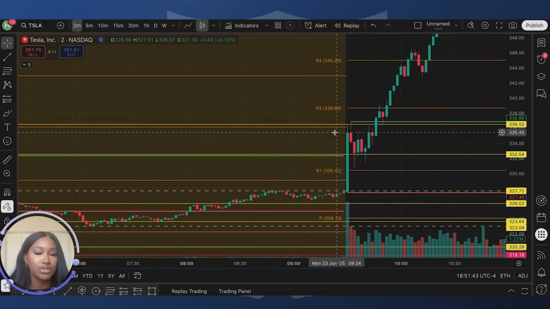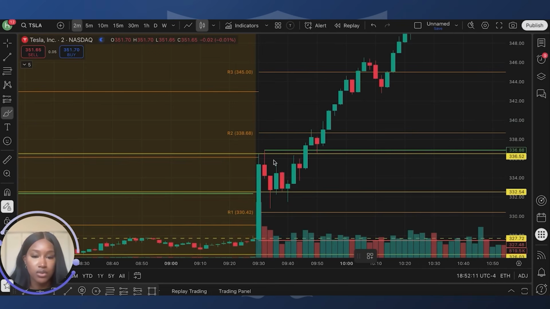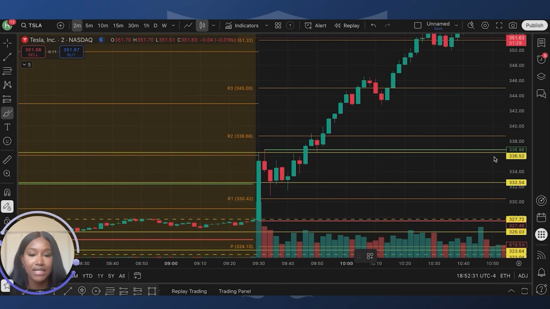But what I want to point out to you is what we used for our entry once we got out of this range. First and foremost, my friends, this is what you're here for, right? That ORB strategy. The ORB stands for opening range breakout, and what that simply means is that this indicator marks the high of the first 15 minutes of price action and the low for the first 15 minutes, right?